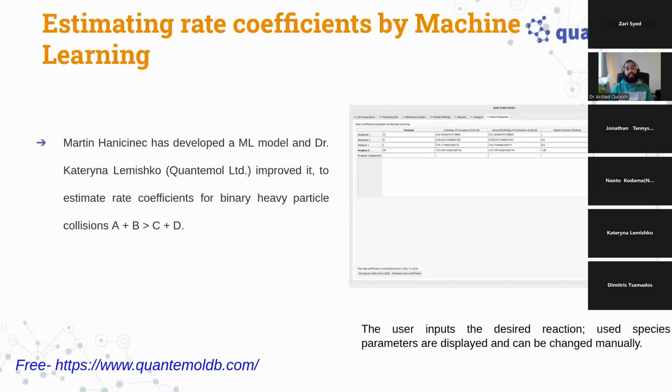We also have a machine learning model for estimating rate coefficient. This individual named Martin has developed a machine learning model, and my colleague Dr. Katrina has improved the model to estimate rate coefficient for binary heavy particle collision. So this algorithm is already embedded in the QDB website and available via the QDB app. The user can sign up for free using this website, and can access this algorithm after signing up.